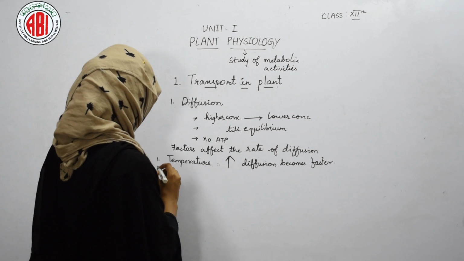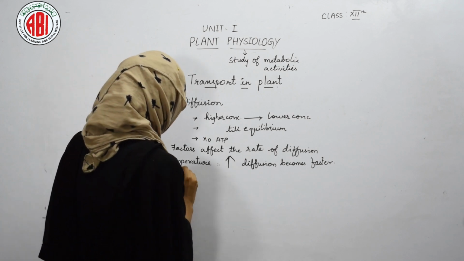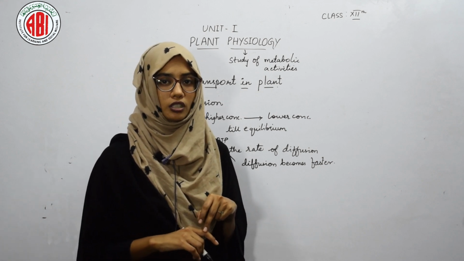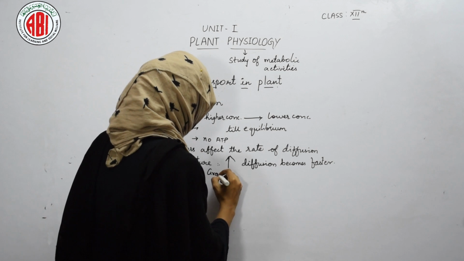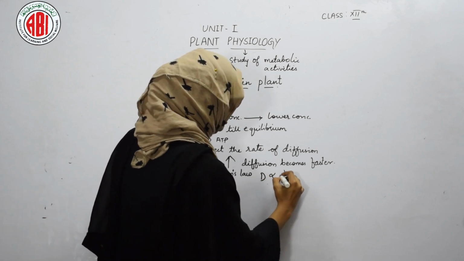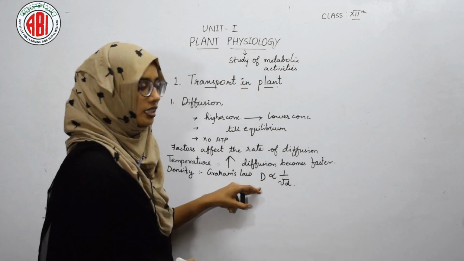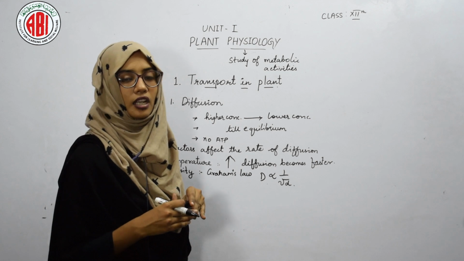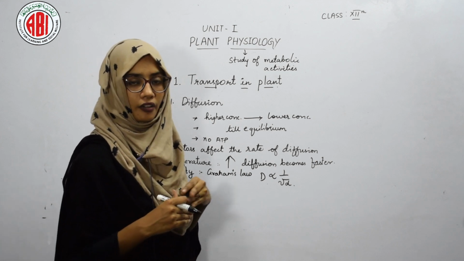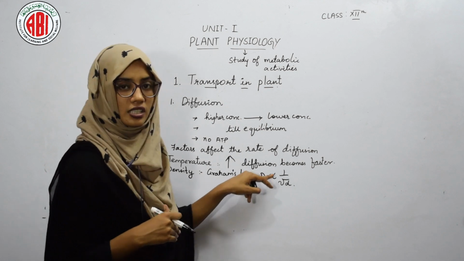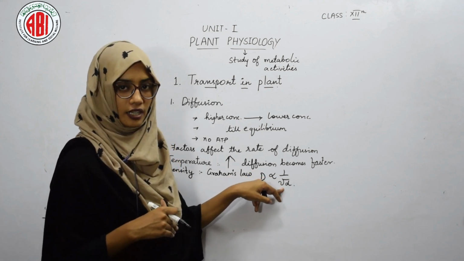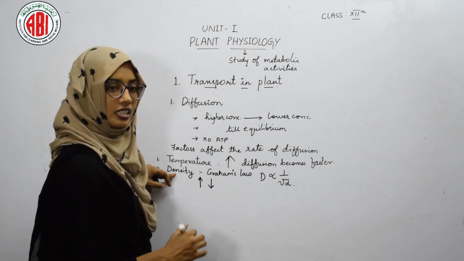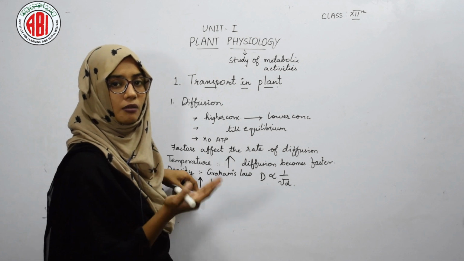The next factor which affects the rate of diffusion is density. In lower classes, you have already studied Graham's law. According to Graham's law, the rate of diffusion is inversely proportional to the root of density. This shows that if a particle has a greater density, then it cannot move to a greater distance. So if the density is more, the rate of diffusion is less. If the density is less, the rate of diffusion becomes faster.